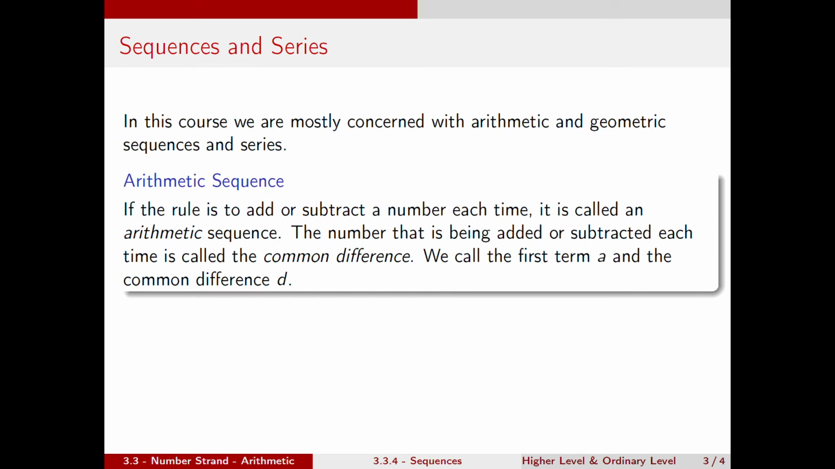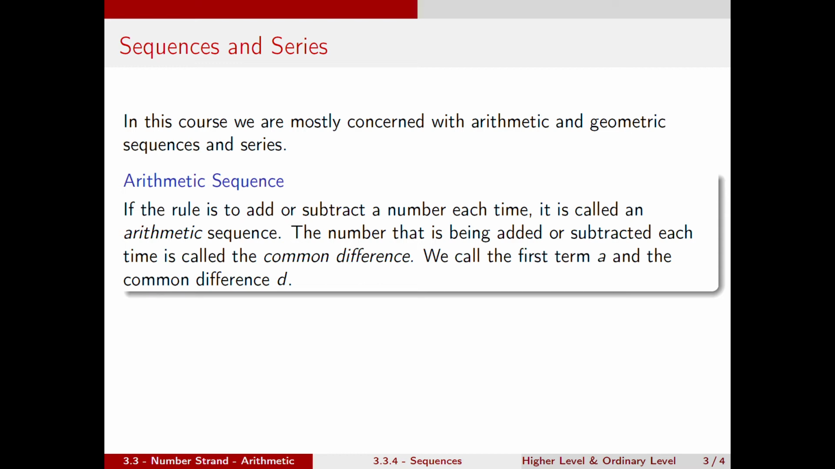In this course though, we are mostly concerned with arithmetic and geometric sequences and series. So an arithmetic sequence is a sequence that follows a specific rule. If the rule is to add or subtract a number each time, we give it the name an arithmetic sequence. The number being added or subtracted each time is called the common difference.